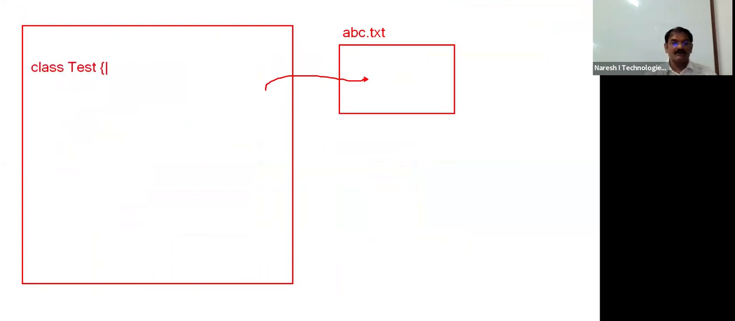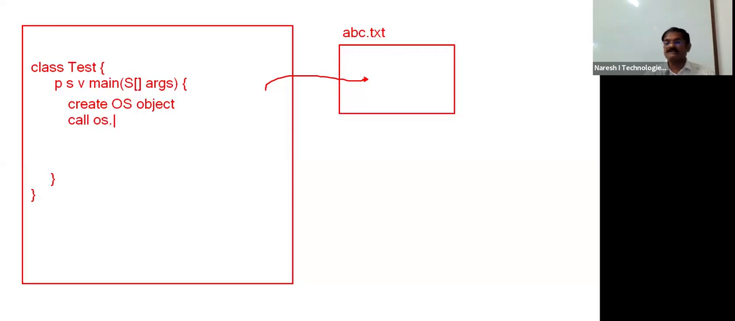I have to write a class called Test, public static void main(String[] args). Inside the main method I have to write the logic. First step is to create. You want to read or write? For write purpose, which object do I have to use? Output stream. Create an output stream object, then call os.method.